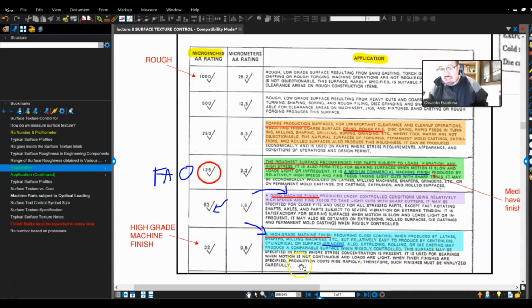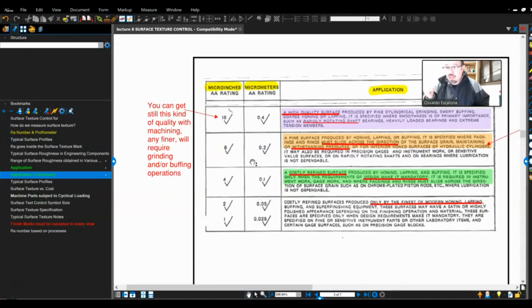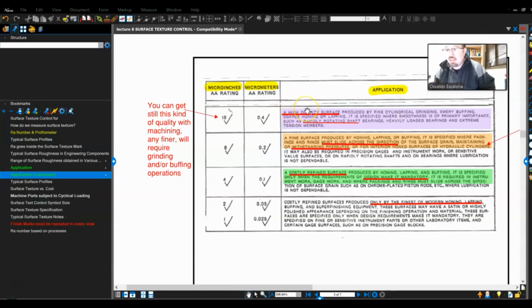When finer finishes are specified, production costs rise rapidly. After this point of time, anything below 32, prices are going to skyrocket. Because remember, that's the point when I was doing grinding, the previous one. This guy had to actually have fine cylindrical grinding. Anything below 16, honing, lapping, or buffing. I went from the milling or turning into grinding, into fine grinding, into honing and lapping, that's buffing, right?